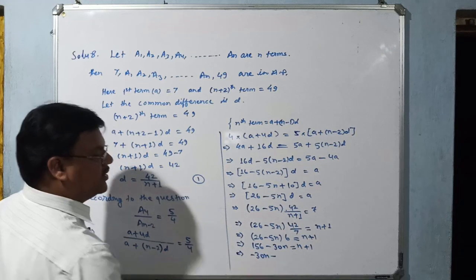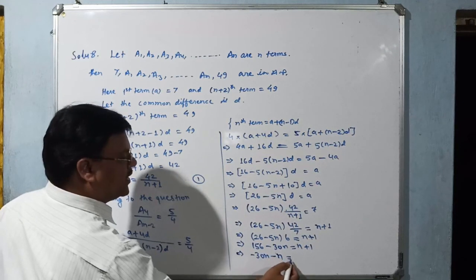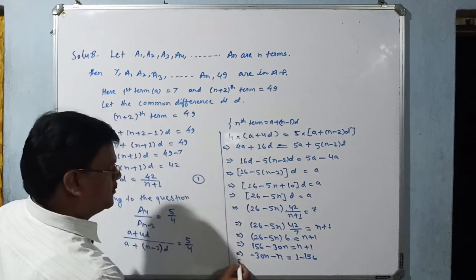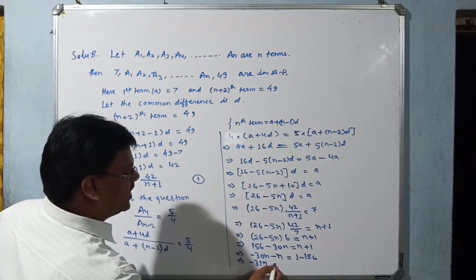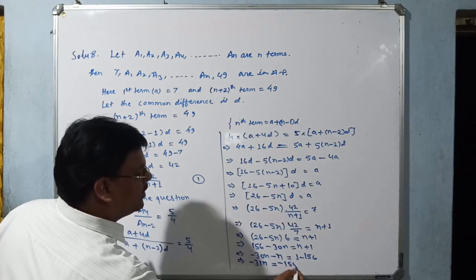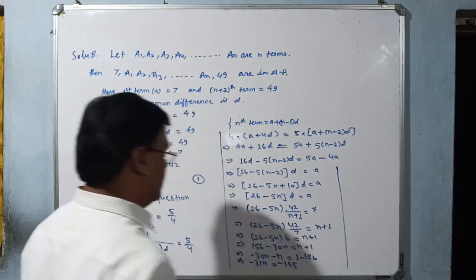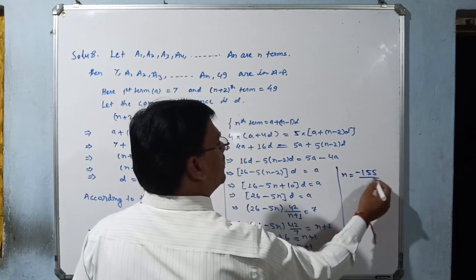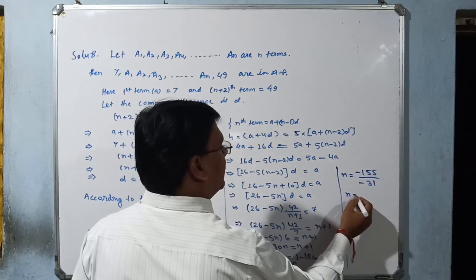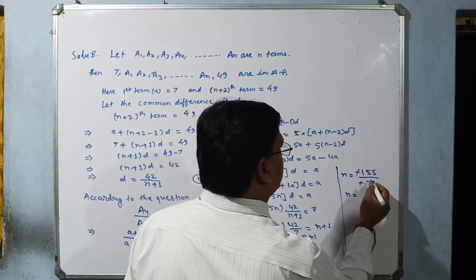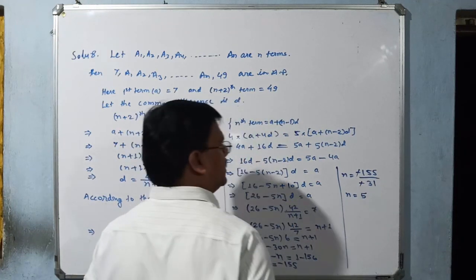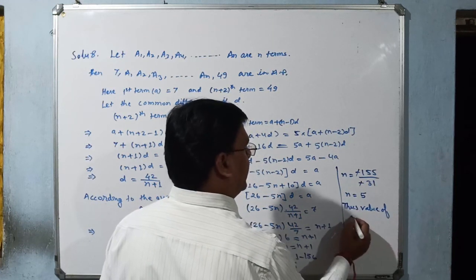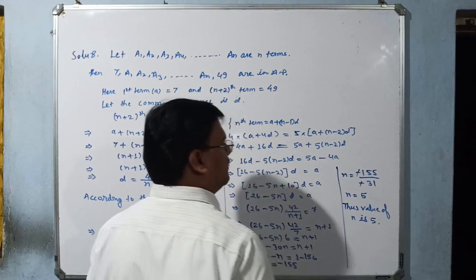Minus 30n, plus n transposes to the left side, 156 transposes to the right side. Minus 31n is equal to minus 155. n is equal to minus 155 upon minus 31. Minus minus cancel. 31 fives are 155. Thus, the value of n is 5.